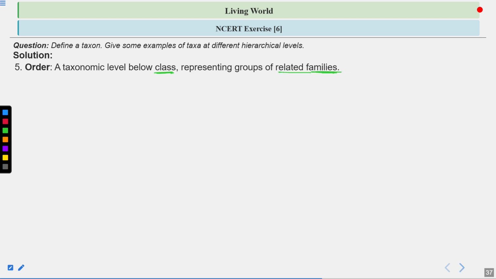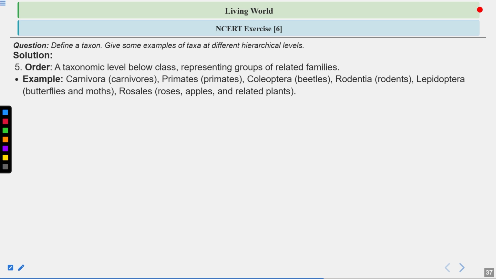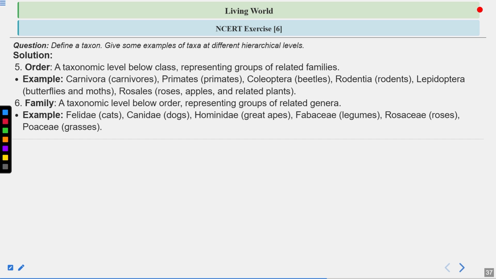Order is a group of related families. Why are we writing related families? Because these families are very similar to each other as compared to the families which belong to another class. Examples: order Carnivora, Primates, Coleoptera, Rodentia, Lepidoptera, Rosales. Next one is family. It is a taxonomic level below order, representing a group of related genera. Examples: Felidae, Canidae, Hominidae, Fabaceae, Rosaceae, and Poaceae.